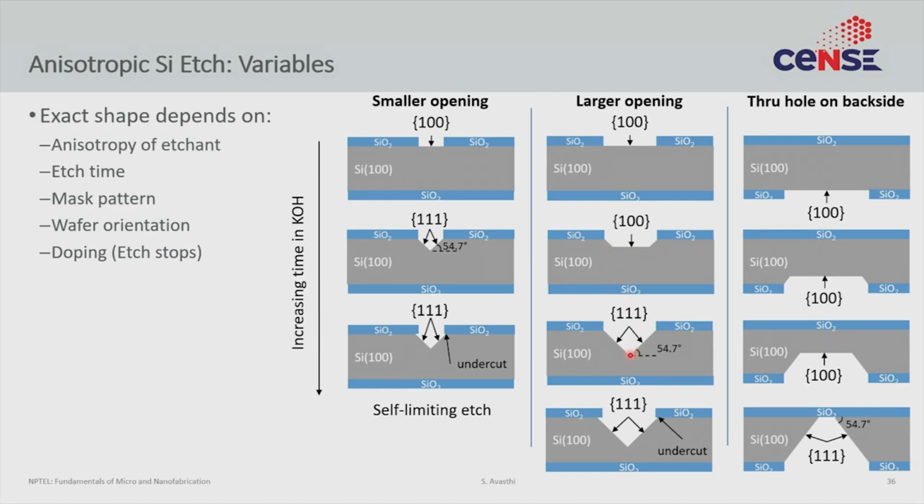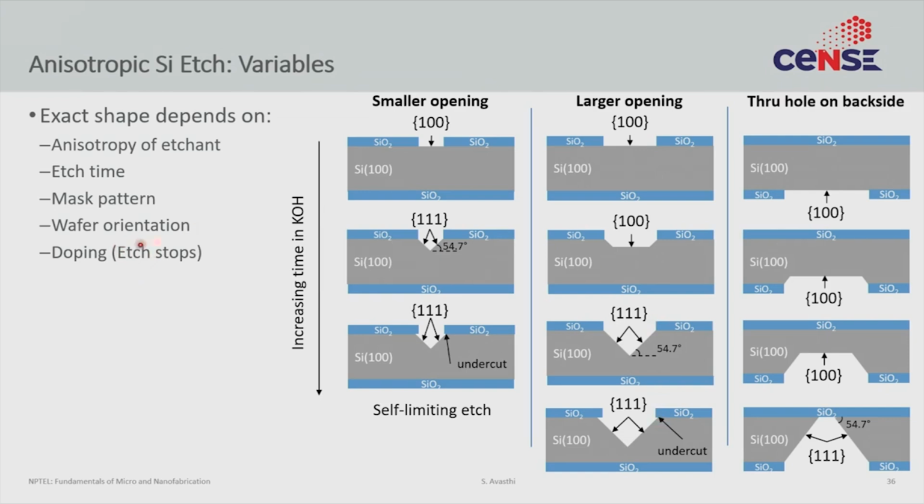Ultimately it reaches this pinching point where once again you have run out of all 100. So there is no 100 facet to be seen. From this point onwards, the etching is only happening on the 111 surface, which is very slow. So you have a self-limiting etching. If you keep it very long, you will get some undercut, but the shape will not change.